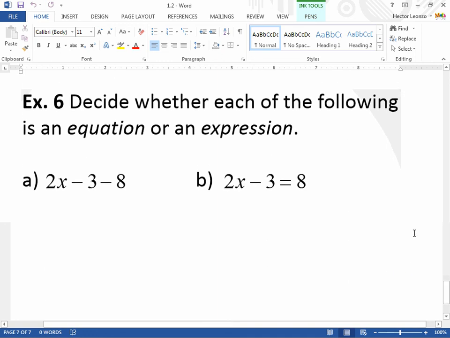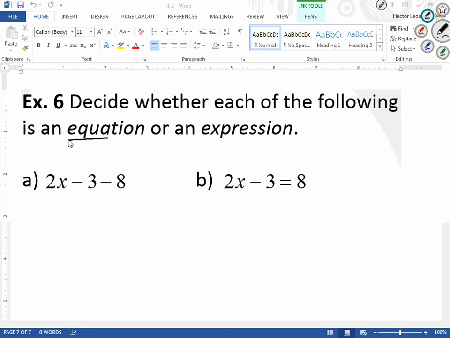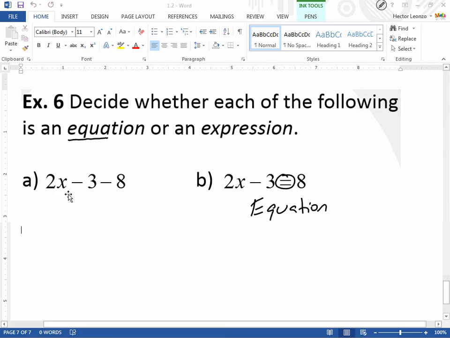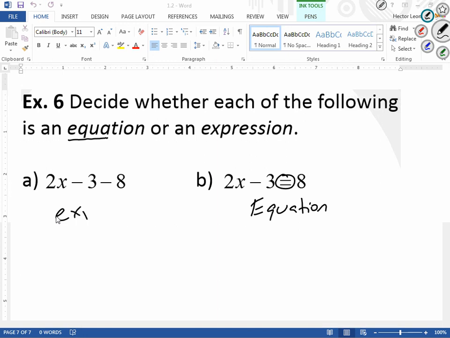Now here, decide whether each of the following is an equation or an expression. Remember, equation kind of sounds like equal at the beginning, and I mentioned at the very beginning of this lesson that an equation has an equal sign, an expression does not have an equal sign. So for my example B, there's my equal sign, so that is an equation. My example A, I do not see an equal sign anywhere, so that is what we call an expression. So that's basically what you guys will see on today's homework.